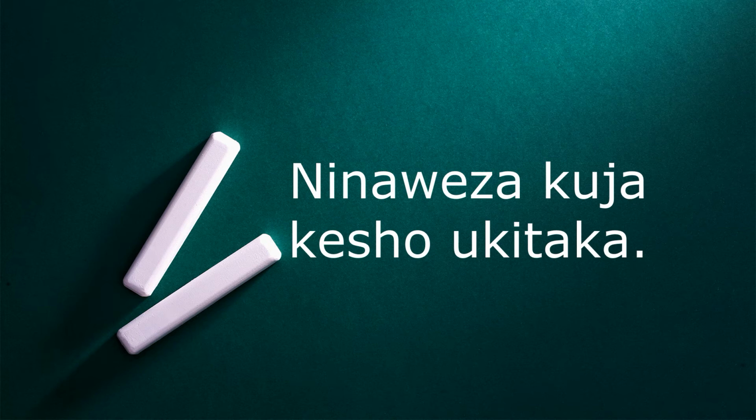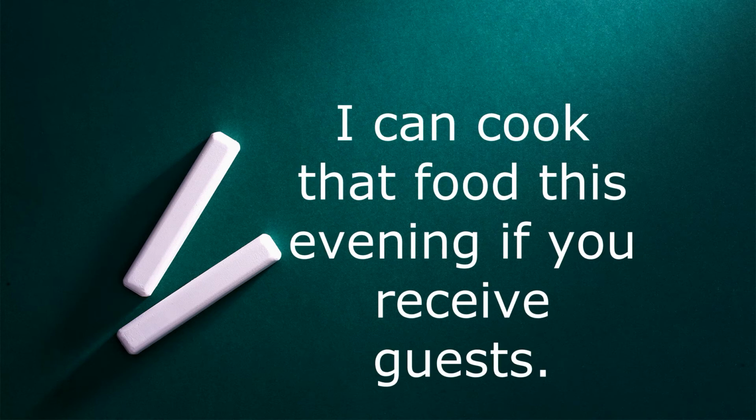So ninaweza kuja kesho, that completes one thought, and then you're beginning another one. I can come tomorrow, and then the second thought is if you want. So in this particular case, you are allowed to conjugate that verb. And note that I used the ki to show the conditional form of this verb. This is the infamous ki tense, but it simply is representative of the conditional nature of the verb that you're talking about. Let us look at another example.